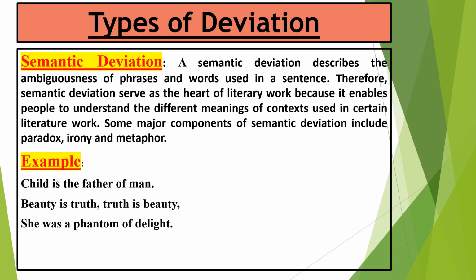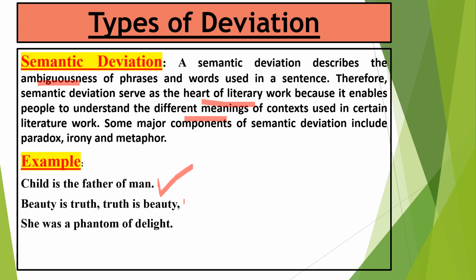Now, talking about the last type of deviation, that is semantic deviation. A semantic deviation describes the ambiguousness of phrases and words used in a sentence. Therefore, semantic deviations serve as the heart of literary work because they enable people to understand different meanings. If you want to convey different meanings, or give readers an ambiguous meaning, then we use semantic deviation. William Wordsworth has said: child is the father of man. How is it possible that a child could be the father of man? We need to interpret this, and we could have a number of different subjective interpretations.